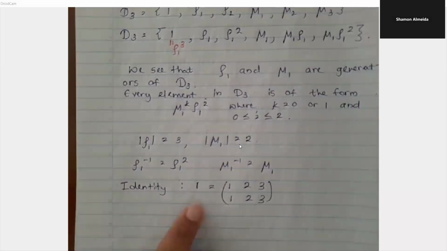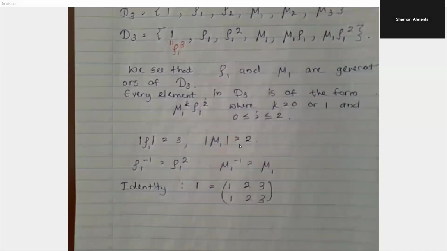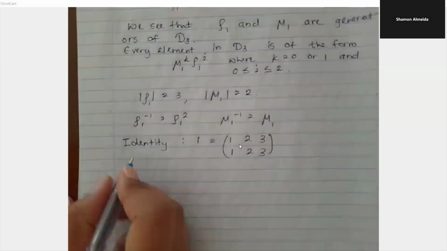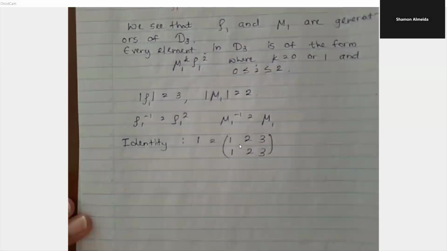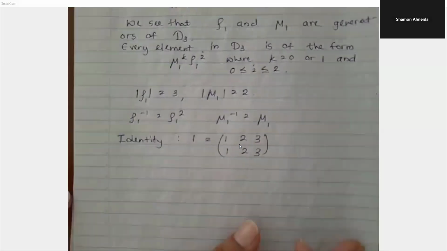This is the identity, and because each element is written in terms of rho 1 and mu1, we only need to find inverses for rho 1 and mu1. The inverse of rho 1 is given by this, the inverse of mu1 is given by this, both of which are elements in the group, right? And if you want to find the inverse of each and every element in the group, there is a specific relation that these elements satisfy. I will simply list them. We can use it.